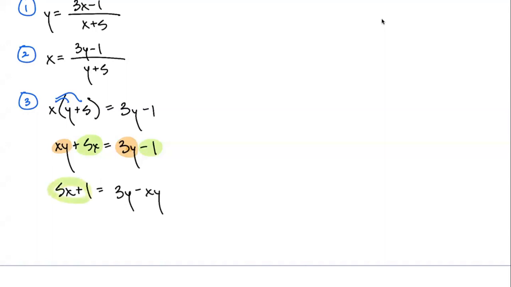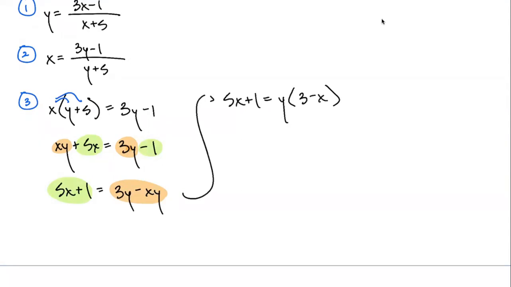And I do a quick check to make sure all my terms on one side have no y's, and then all my terms on the other side only have y's. Once I've done that, I'm going to go ahead and factor the y out of the right-hand side. So I get 5x plus 1 equals y times 3 minus x. Y is multiplied by 3 minus x, so I'm going to go ahead and divide that to both sides. So I get 5x plus 1 over 3 minus x equals y.